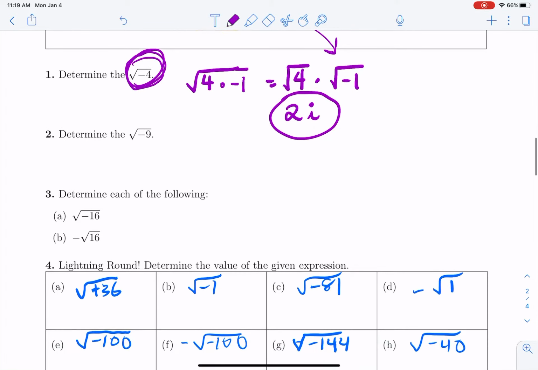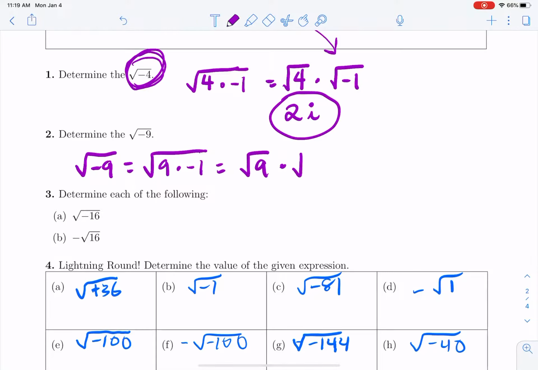All right, square root of -9. Well, I can rewrite that as the square root of 9 times -1. If I separate that out again, I've got the square root of 9 times the square root of -1. Square root of 9 I know is 3. Square root of -1 is i.